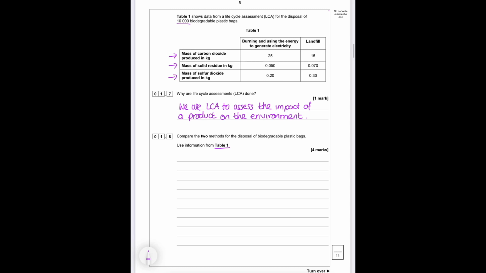If we burn the plastic bags, we're producing 0.05 kilograms of solid residue, whereas if we put them into landfills, we're producing 0.07 kilograms of solid residue. And if we then burn our plastic bags again, we're producing 0.2 kilograms of sulfur dioxide, and putting it into landfills produces 0.3 kilograms of sulfur dioxide. Therefore, we can see that burning produces more carbon dioxide, it produces less solid residue, and it produces less sulfur dioxide.